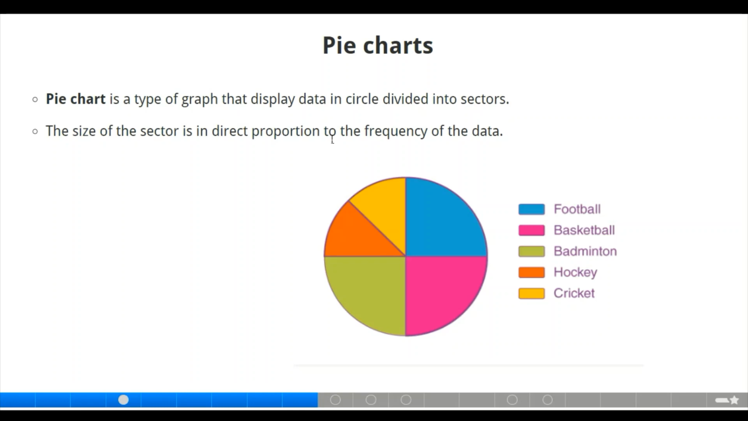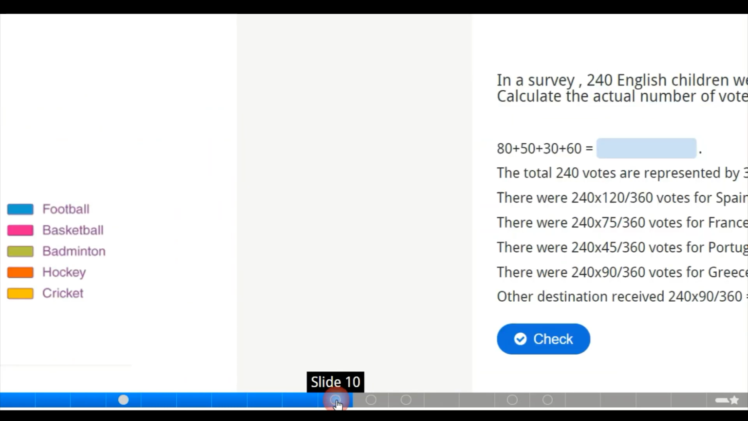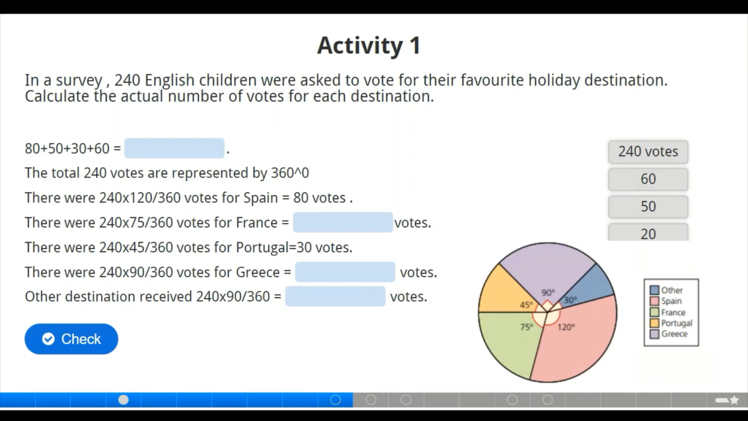Okay, so we are going to be looking at the activities. This shading here is trying to tell us the number of football, the number of basketball, the number of badminton, the number of hockey, and the number of wickets. Now we have an activity to do here. We are already given a pie chart that is illustrated in circular form. We have 240 English children who were asked to vote for their favorite holiday destination. Calculate the actual number of votes for each destination.